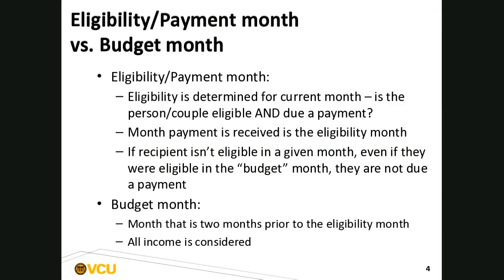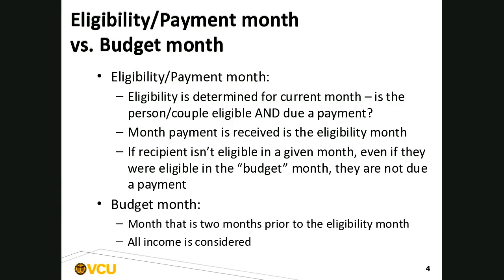So in my example I just gave, we've got these two key months. I'm going to make sure you're clear about these two months, and then we'll look at an example of how this plays out. In the scenario I just gave, May is the eligibility, also known as payment month. And so in May, if you look at my income in May, first and foremost, would I even be eligible for a check in May? So there's this first step that has to occur, looking at May and my income in May.